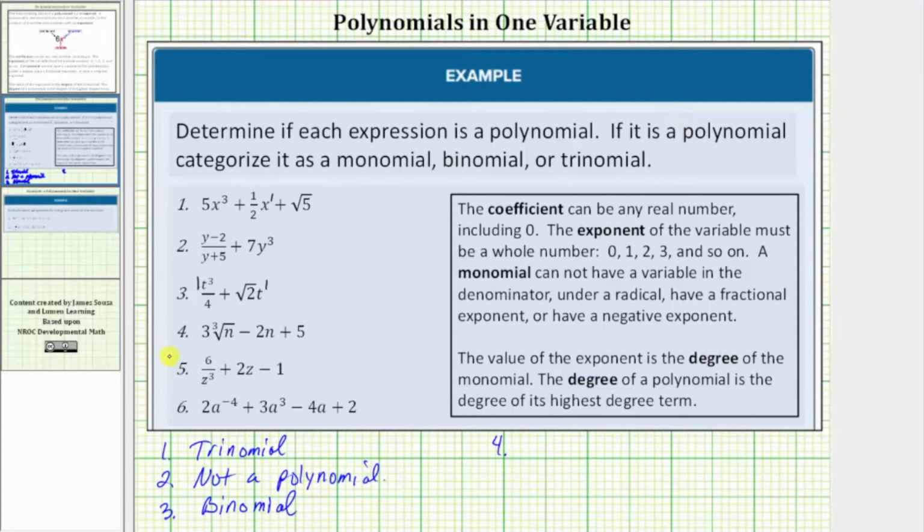Now looking at the terms in number 4, notice here we have the cube root of n, and therefore this first term is not a monomial. A monomial cannot have a variable under a radical, which means number 4 is not a polynomial.